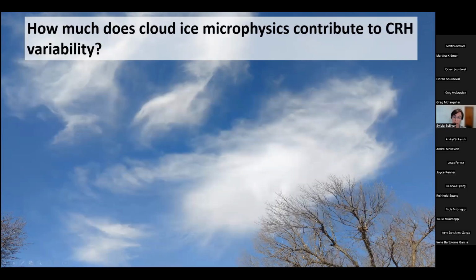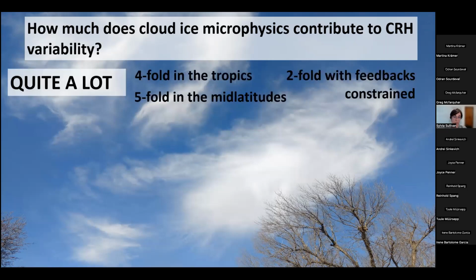And then I'll just bring up the overarching question again: how much does cloud ice microphysics contribute to cloud radiative heating variability? And the answer is quite a lot. So we've looked at it in different regions. We saw it's up to 4-fold if we're thinking about maximum values, 4-fold in the tropics, 5-fold in the mid-latitudes, and even 2-fold if we constrain microphysical-dynamic feedbacks. So there's a very strong link here.